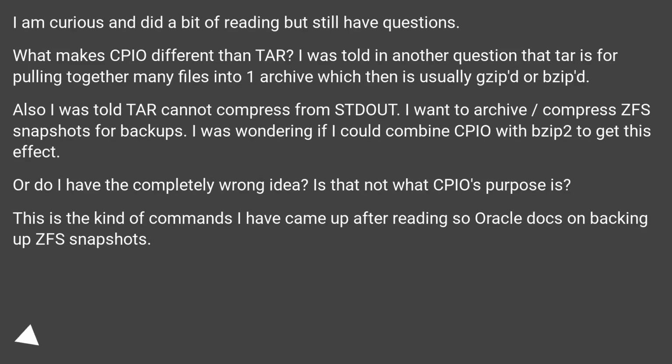I was told in another question that tar is for pulling together many files into one archive, which then is usually zipped or bzipped. Also, I was told tar cannot compress from stdout. I want to archive, compress ZFS snapshots for backups. I was wondering if I could combine CPIO with bzip2 to get this effect. Or do I have the completely wrong idea? Is that not what CPIO's purpose is? This is the kind of commands I have come up with after reading Oracle docs on backing up ZFS snapshots.